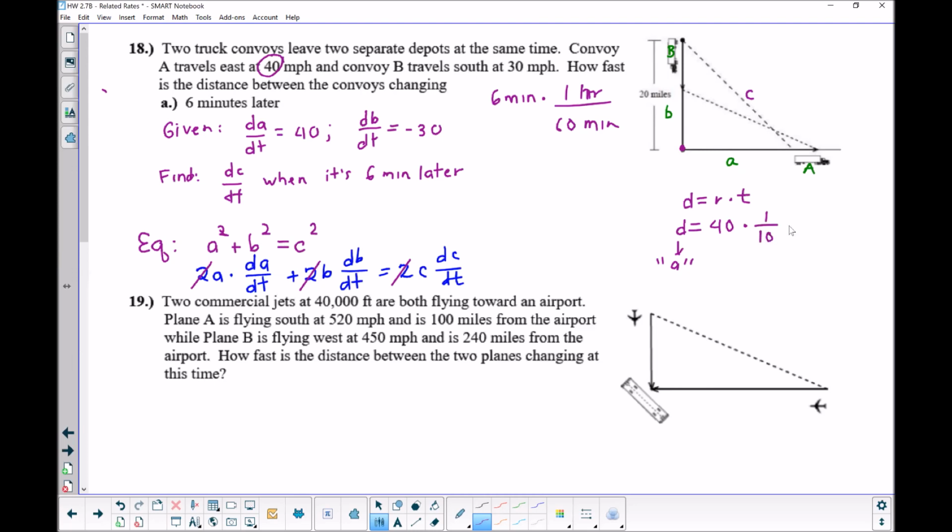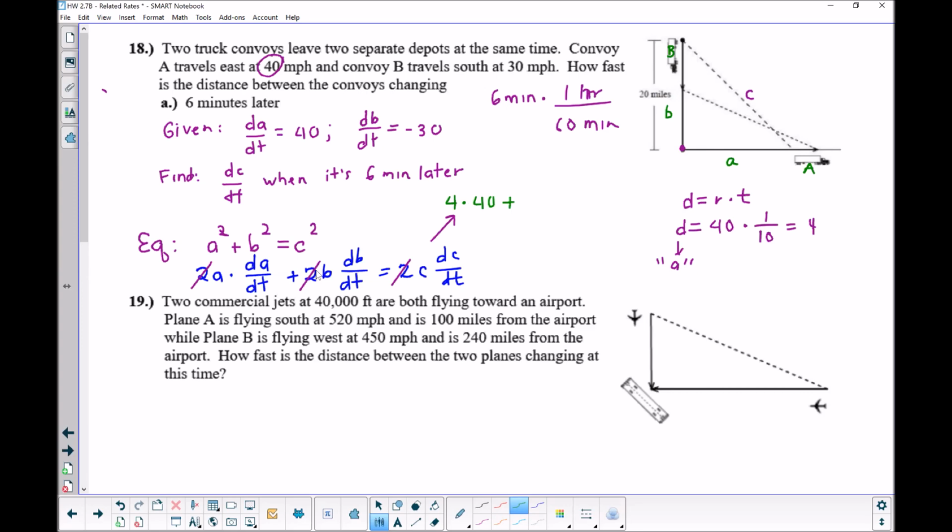And that makes this work out really nicely because the distance would be 4 miles. 4 miles is how far he would have traveled during those 6 minutes. So I'm going to see if I can put this whole equation up here. I'll change colors here if that helps. So my A is 4, my dA/dt is 40, and then I've got to do something very similar for B, right?